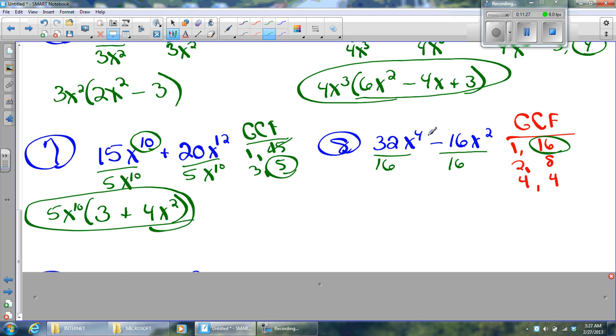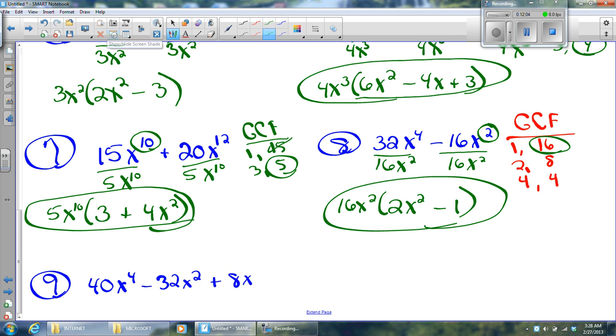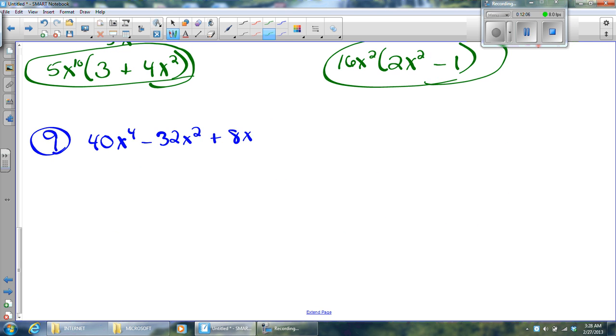And then I look at my exponents and I take the smaller power. X squared and x squared. All right, so 16x squared goes out front. 32 divided by 16 is 2. X to the 4th divided by x squared is x squared. And then I subtract 1. Right? Because 16x squared divided by 16x squared is 1. There you go. Okay. I do this last one on purpose because a lot of you are just going to want to not have a minus 1 there.